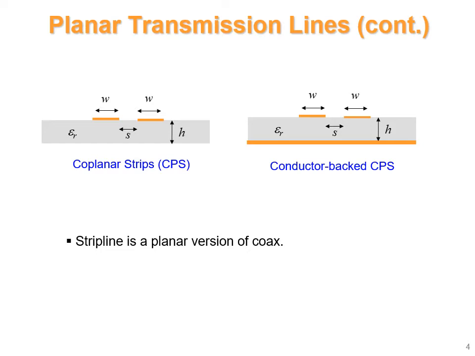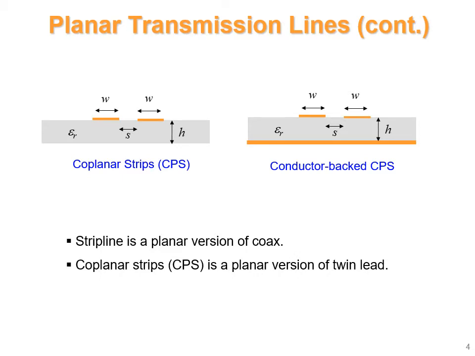Like in a coaxial cable, there is one center conductor. The center conductor is surrounded by a dielectric substrate. Then there is an outer conductor. So it is the same as a coaxial cable, and a strip line is also called a planar version of a coaxial cable. A coplanar strip line is a planar version of twin leads.